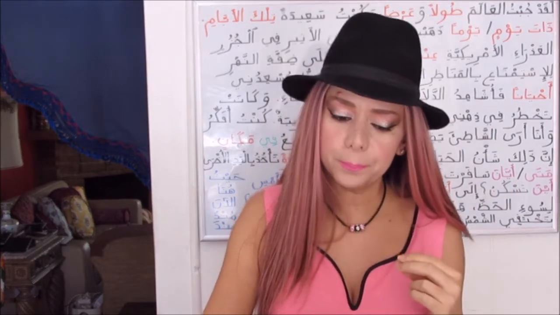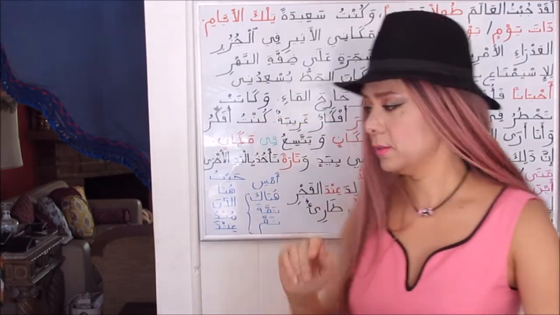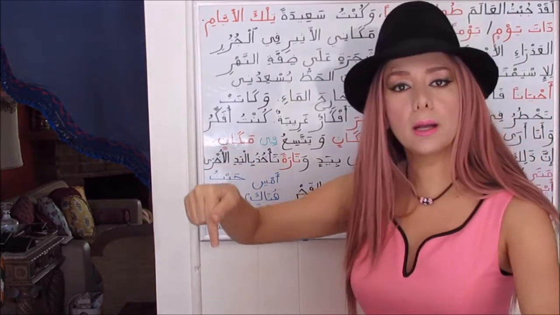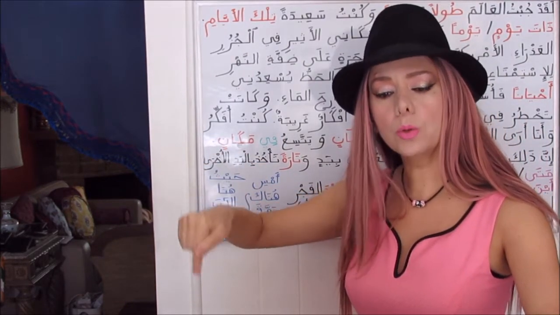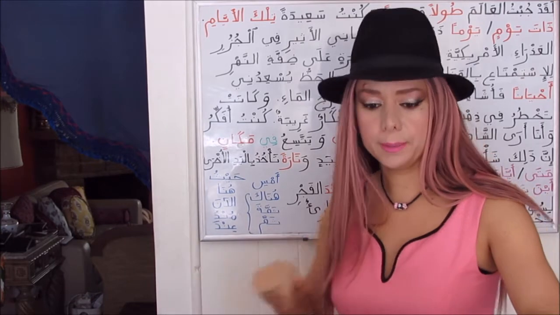Adverbs of time and place can be expressed by means of a word referring to time or place. Demonstratives like هنا, I am pointing to here, هنا. Or by means of a phrase such as the genitive construction إضافة, when we have the first term and the second term.